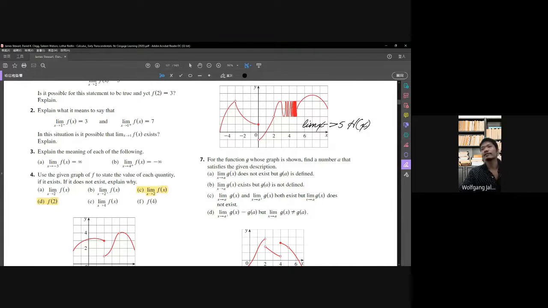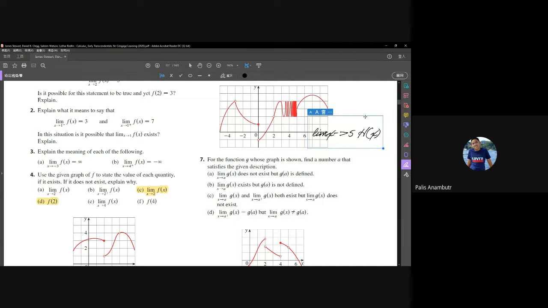Any clue? Anyone want to answer this? It does not exist. Why? Because the value fluctuates when it approaches 5. You cannot really see the exact value that the function is when x approaches 5.